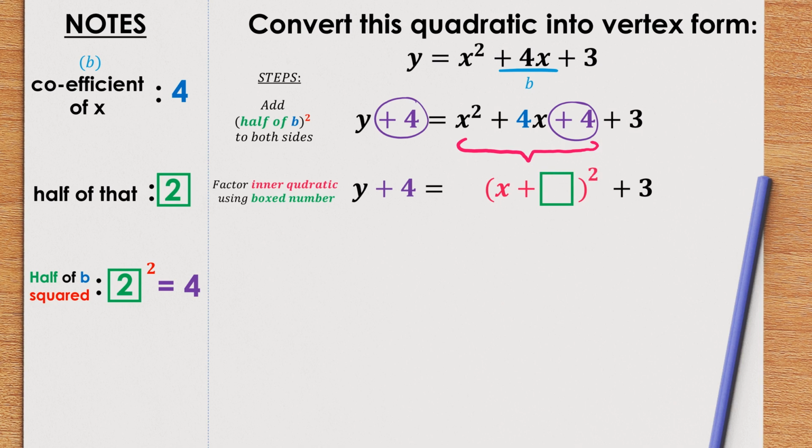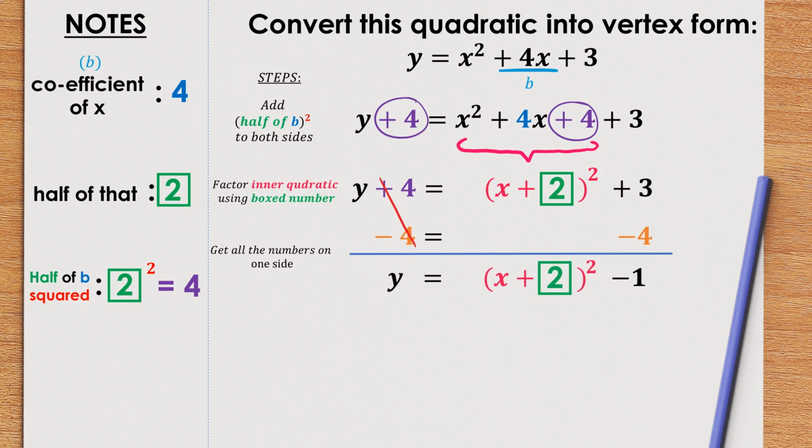And if you forget to write it down, it's simply half of what our coefficient of x was. Also note that it could be negative 2 if our coefficient of x is negative. So now, when we apply this trick, we end up with x plus 2 squared plus 3. The last step is getting all our numbers on one side. So to do that, we can subtract 4 on both sides, which will give us y equals x plus 2 squared minus 1.